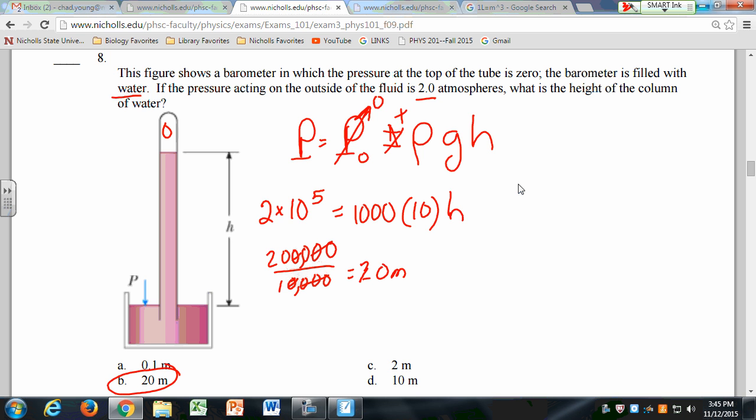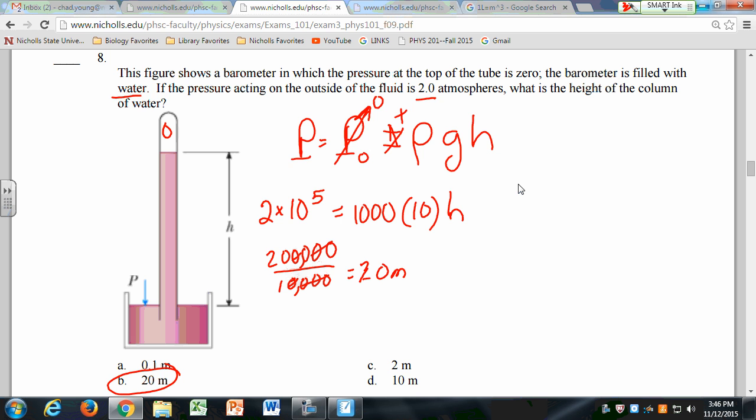I'm not sure where you got 10. 200,000 over 10,000 is 20. Oh, okay. Yeah, because it was 2 atmospheres.